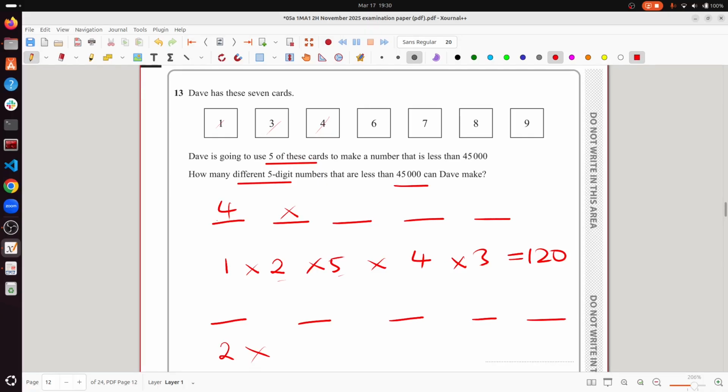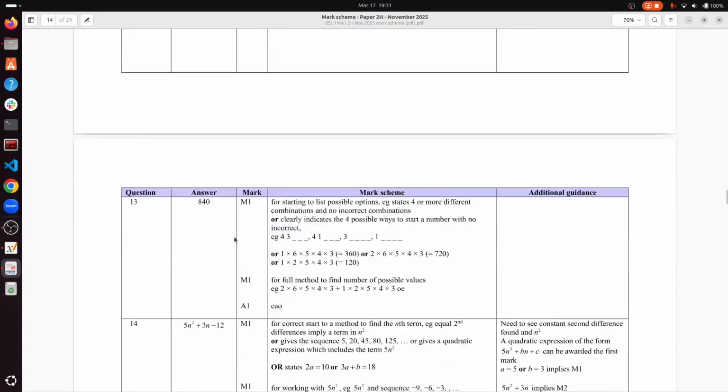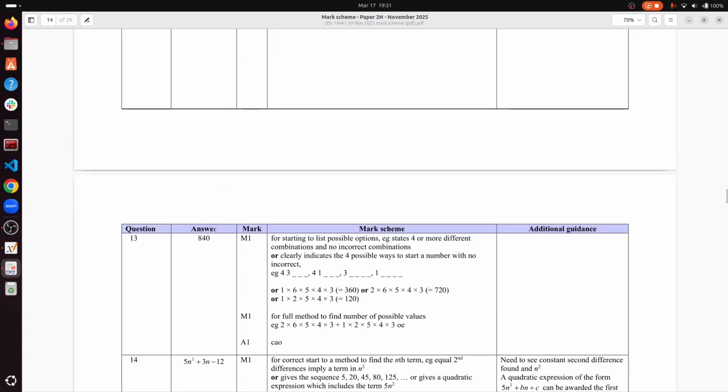So that means he has 6 other numbers to choose from, then 5 other numbers, 4 other numbers, and then 3 other numbers to choose from. That gives me 720. So it's either he chooses this or this one, which gives him a total of 840 different 5-digit numbers. And we have 840, and that's correct.